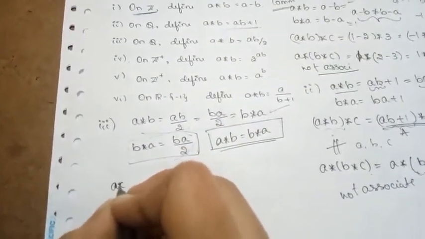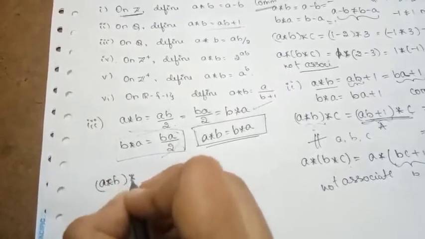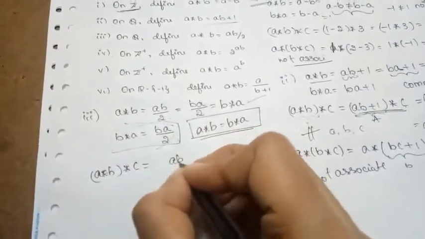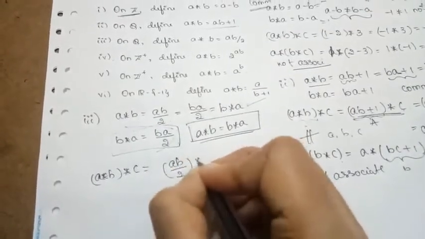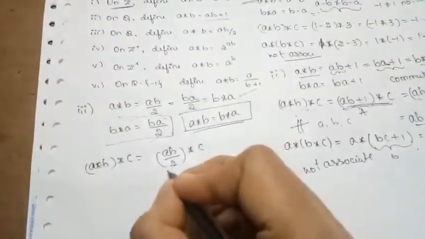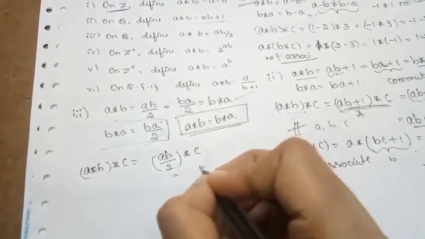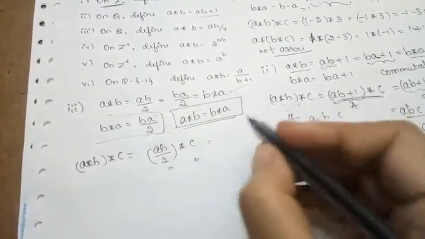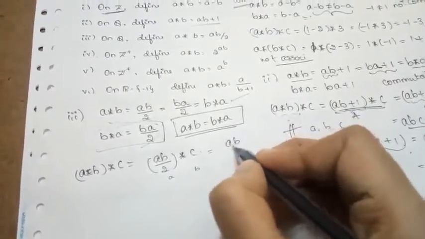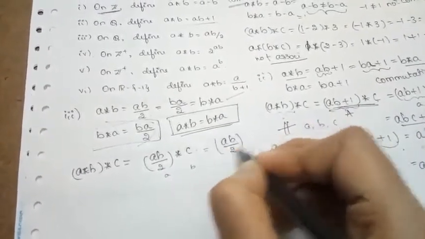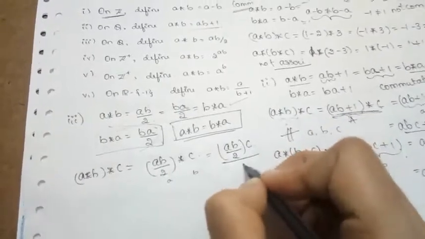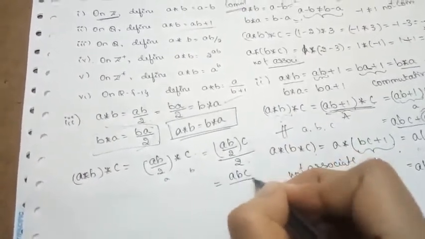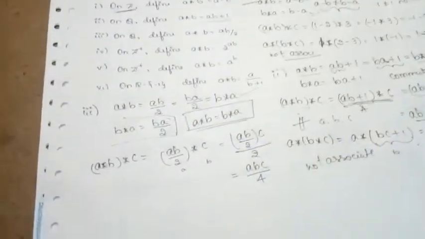So our LHS is A star B star C. What is A star B? It is defined as AB by 2 star C. Now I will consider this one as our A and this one as our B. It is in the form of A star B, so A star B is nothing but AB by 2. So I will write A, our B is C by 2. If I simplify this one, it is nothing but ABC by 4. So this is our LHS.